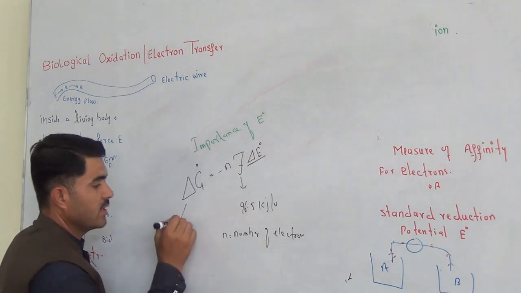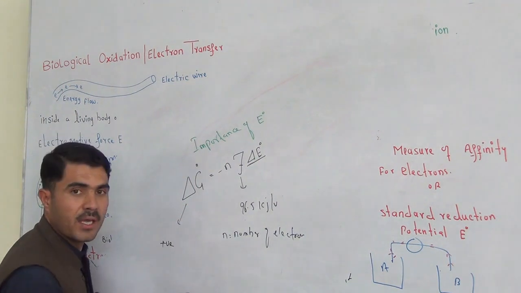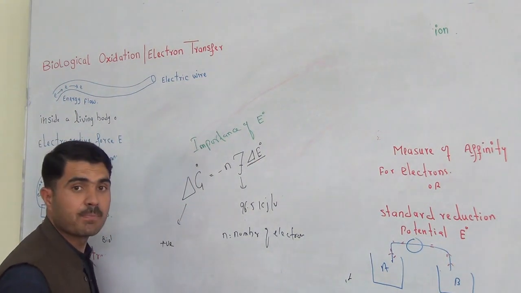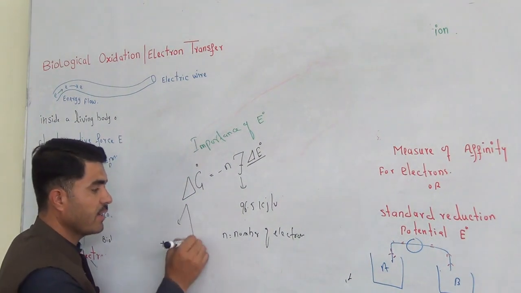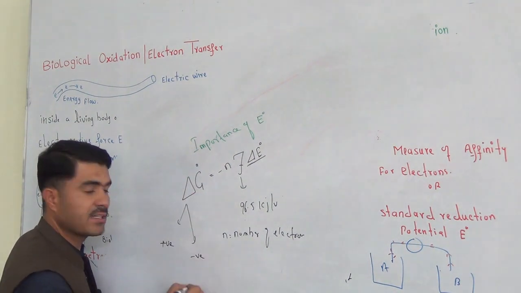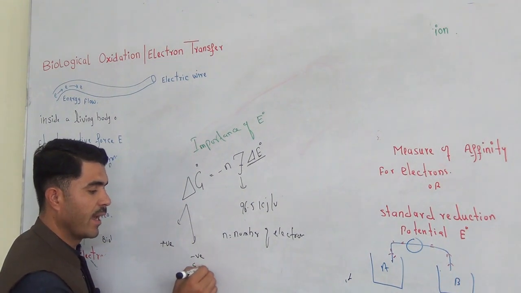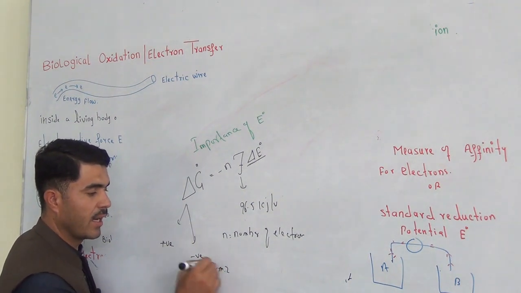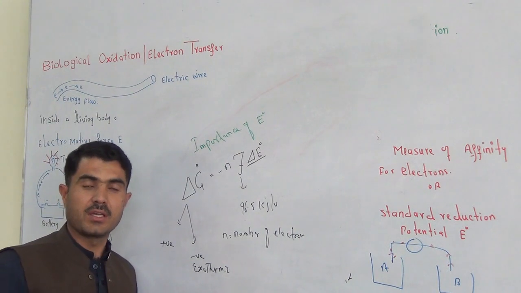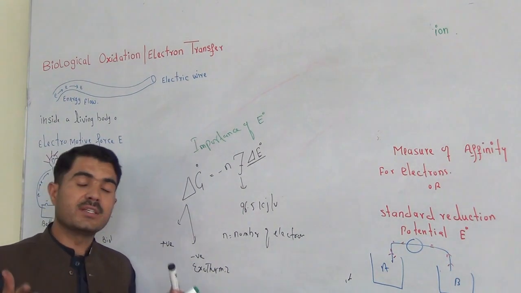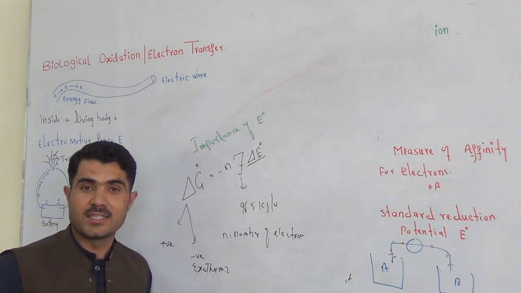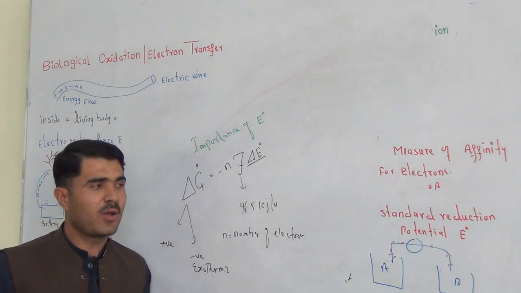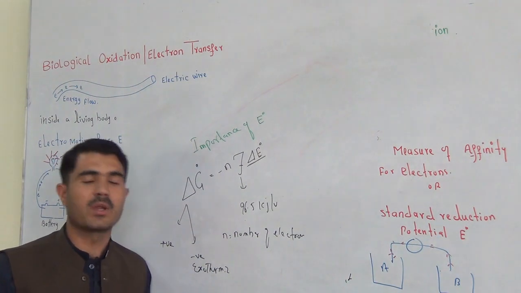And if that free energy comes with a positive sign, it means that reaction is endothermic, not spontaneous. And if that value comes with a negative sign, it means this is an exothermic and spontaneous reaction. So today we discovered a relation between the free energy and the standard reduction potential as well. I hope you understand the whole lecture.